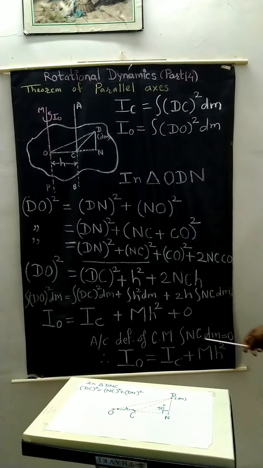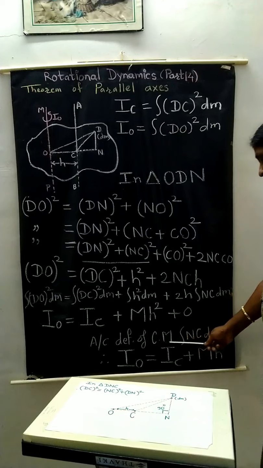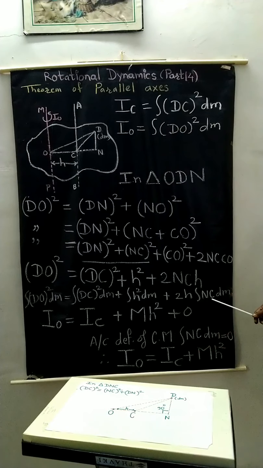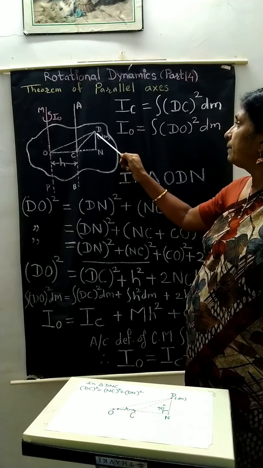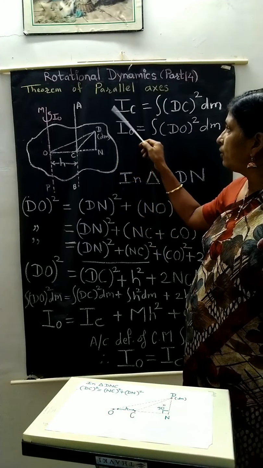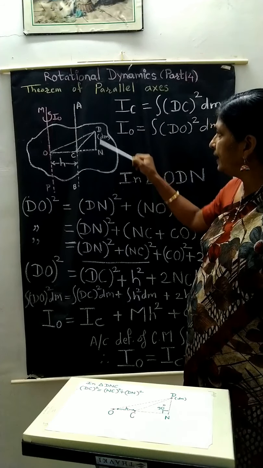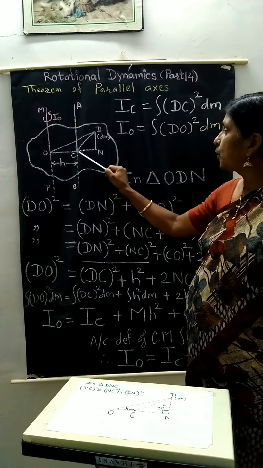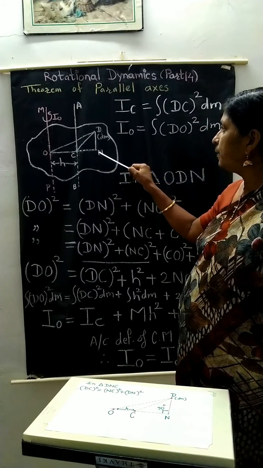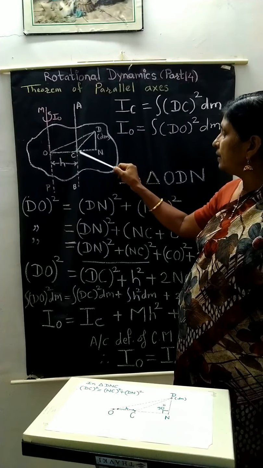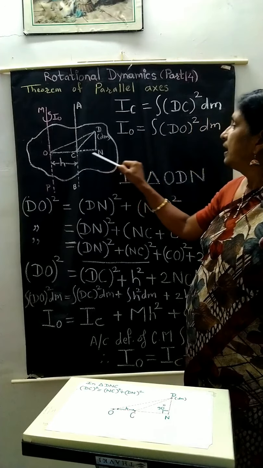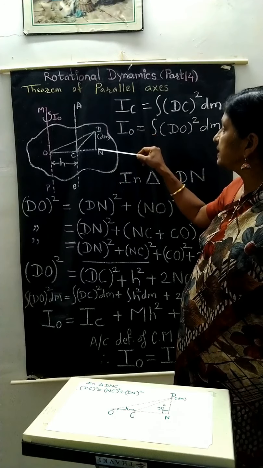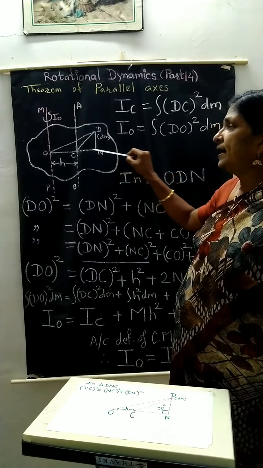Now according to the definition of center of mass, this integral NC dm comes out to be 0. What is this NC? What we have done is we have dropped a perpendicular from point D on OC produced. It intersects at point N. So here this CN or NC is the distance of point D from point C.